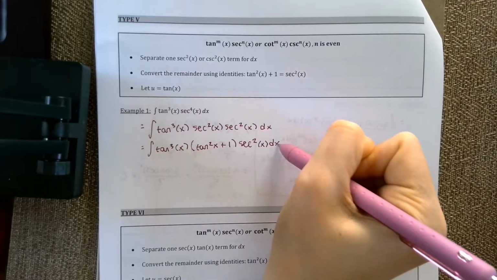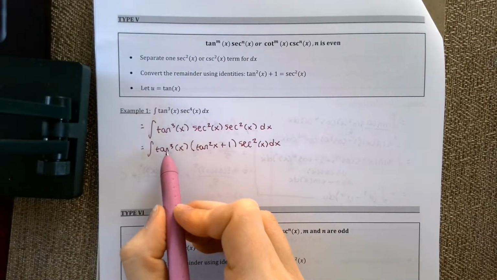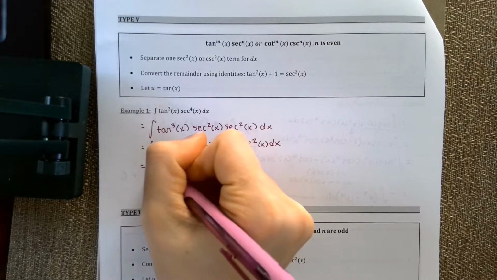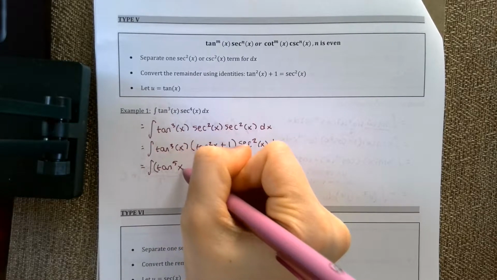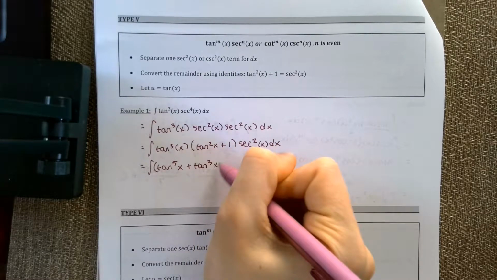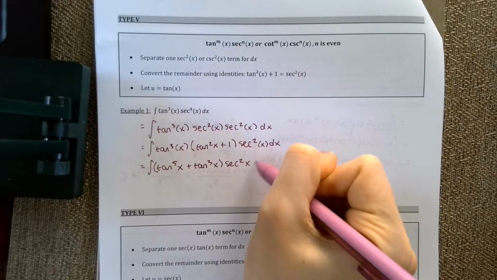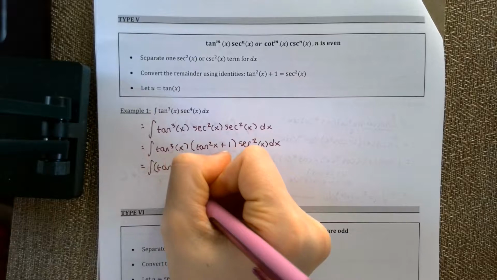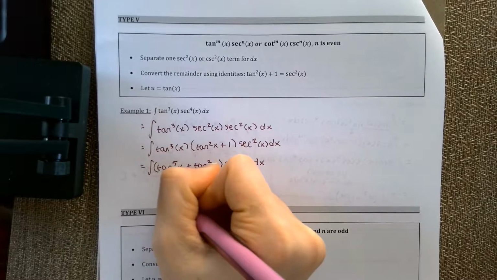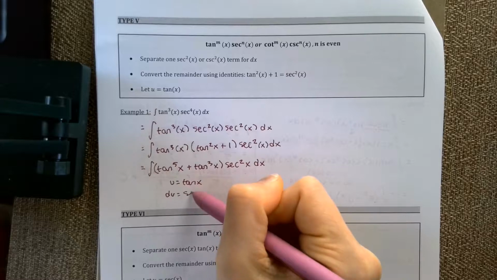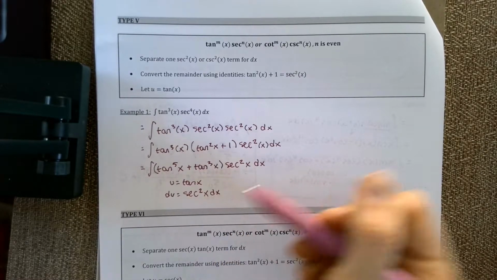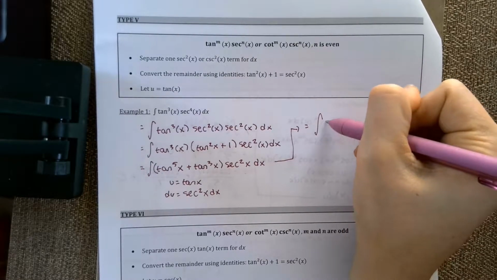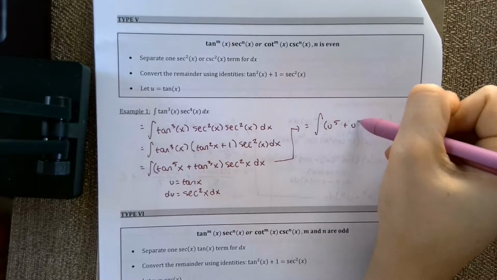So this will start to look like one of the types we did earlier, where I want to distribute this tangent into here. So I'll get tangent, parentheses, tangent to the 5th x plus tangent cubed x, and then secant squared x dx. Okay, now I'm ready for my u sub. I let u equal tangent x, du equals secant squared x dx. So my integral becomes the integral of u to the 5th plus u cubed du.